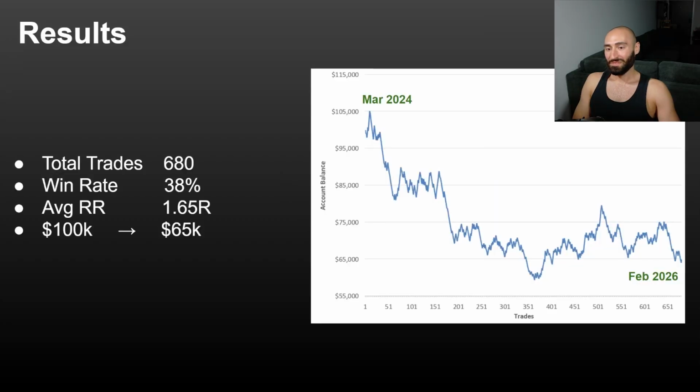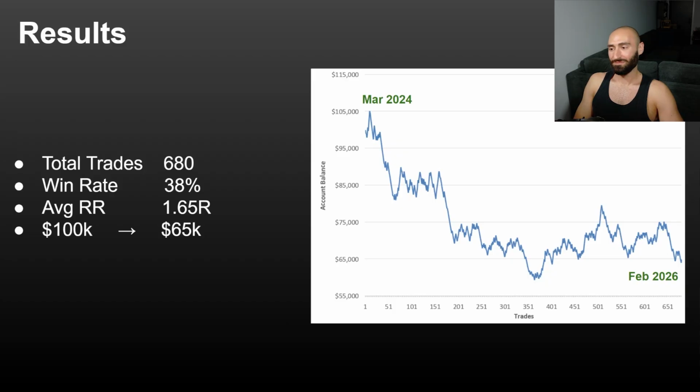I know, Peter, quit the yapping. Just show me how it does. Now, it might not look too great, but you gotta wait for the optimization, okay? You gotta wait for the improvements because it gets better. Boom. From March 2024, like I said, about 2 years to February 2026. 700 trades, 38% win rate, 1.65R. Boom, you lose 35 grand.